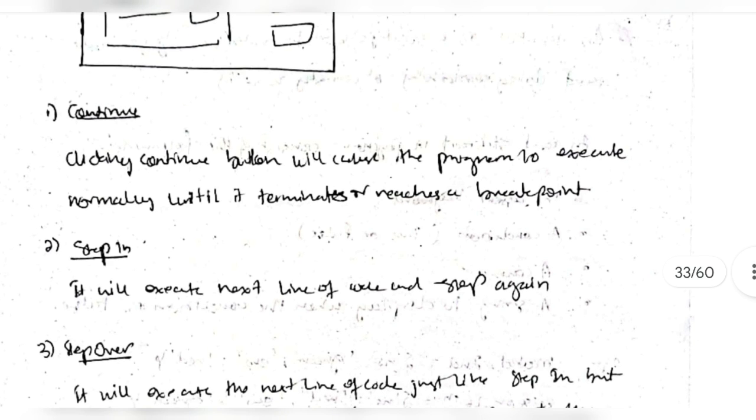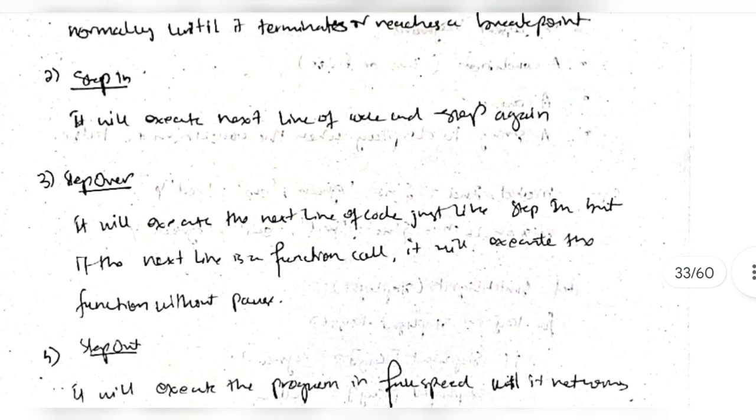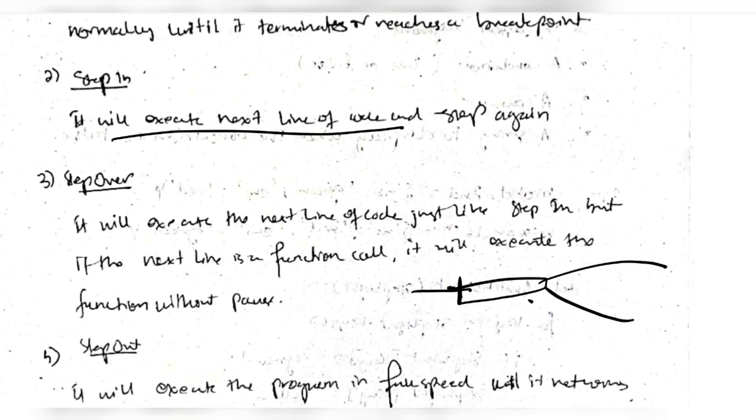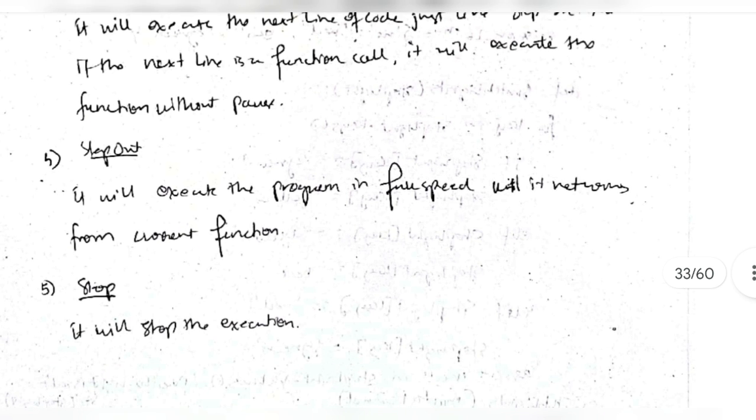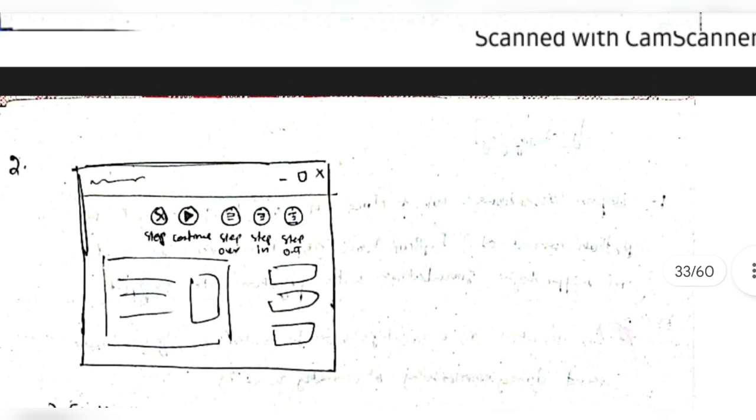Okay, step in means it will execute the next line and stop again, and step over means it will do the same thing as step in, but if there is a function in the next line, it will calculate the function and return the value. If you step in to the function, it will go inside and stop each time. That's the difference between step in and step over. Step out means it will execute the program at full speed until the end of the function, and stop means it will stop the execution. Okay, you have to define these 5 buttons.